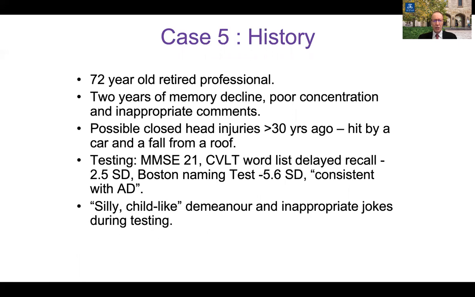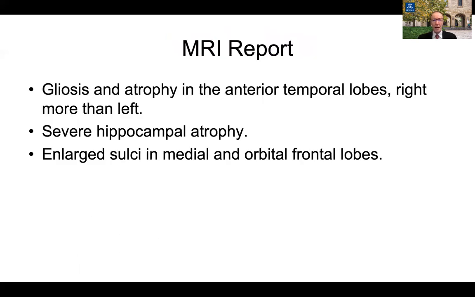But the patient was also showing silly, childlike demeanour and inappropriate jokes during testing. An MRI was done, and this reported gliosis and atrophy in the anterior temporal lobes, particularly on the right, and severe hippocampal atrophy. There were also enlarged sulci in the medial and orbitofrontal lobes. So this is suggesting that that history of head trauma was indeed significant, and surprising that not more was known about it, given the amount of permanent brain damage it has caused.